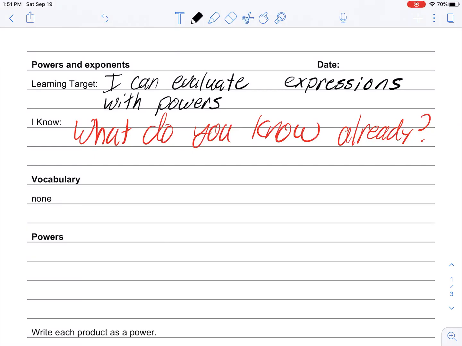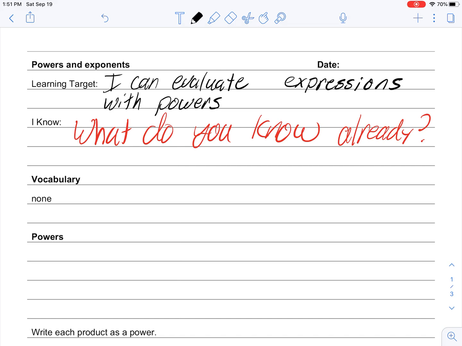Today's video is about powers and exponents. So our learning target is I can evaluate expressions with powers. For your "I know," please write what you already know about powers or exponents, anything you already know about powers, that's what you put there. And there's no vocabulary today.